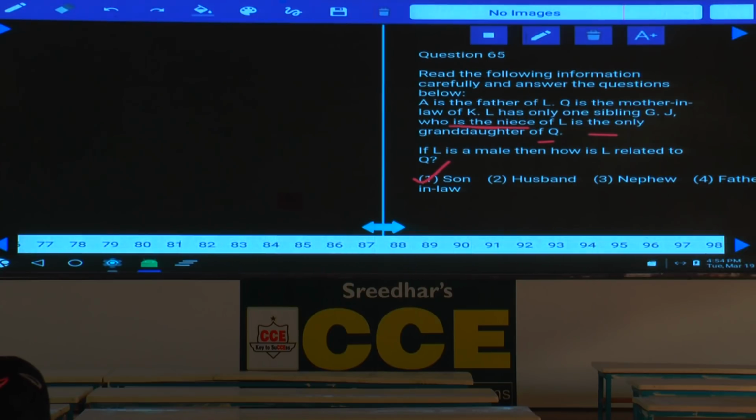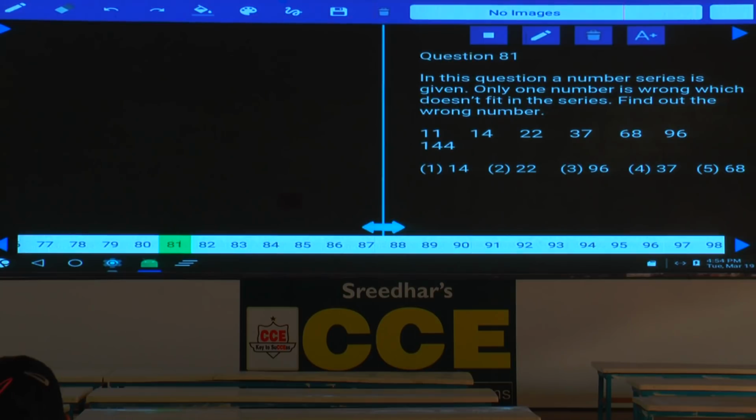Number series question numbers 81 to 85. In this question, a number series is given, only one number is wrong, and find out the wrong number.